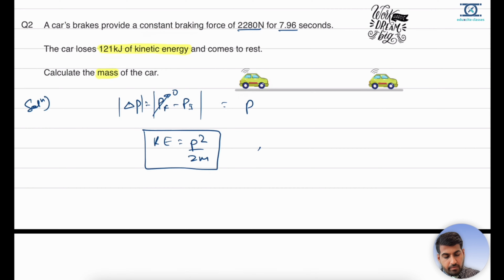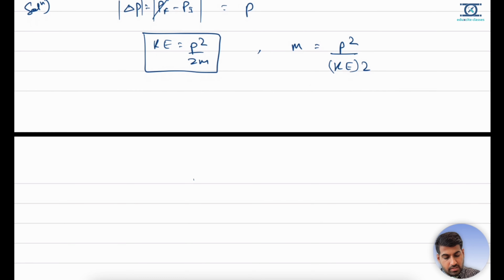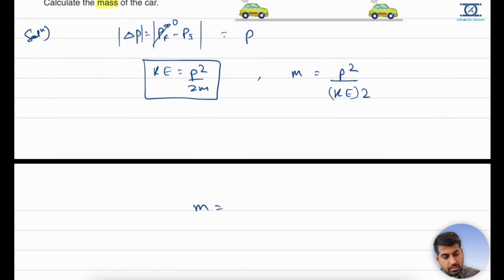Now if I want to find out m, I can write m as P square over kinetic energy times 2, right? So my mass will be P square, and P, momentum, is the change in momentum, which can be written as force times time. If you remember from the impulse video, it is given in your data booklet. So I can write (force times time) square divided by kinetic energy into 2.